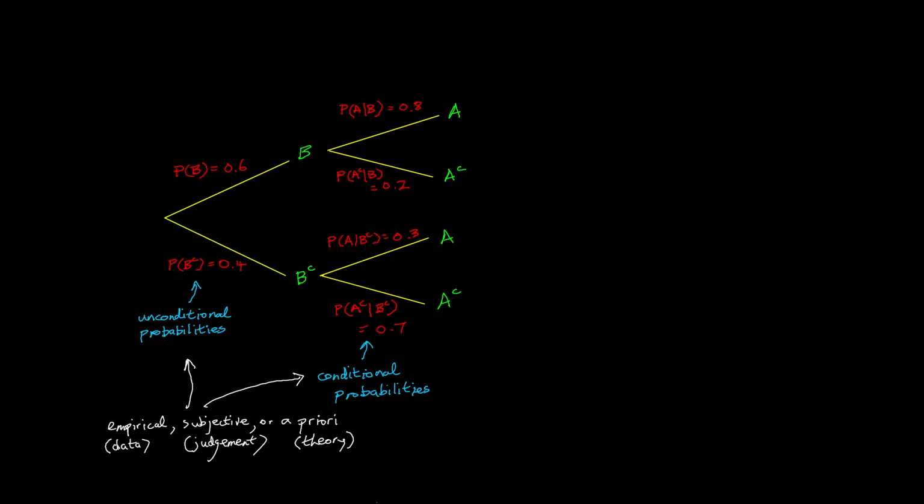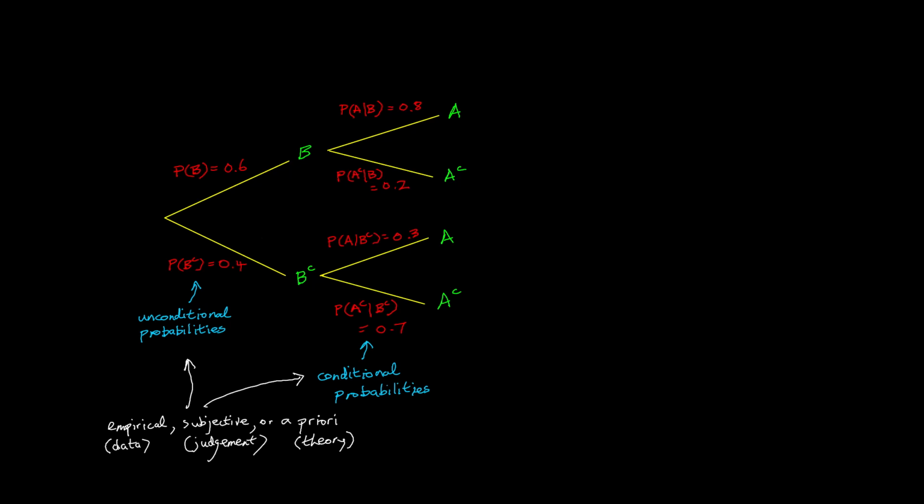And those are the unconditional probability of B occurring at 0.6. So that would have to be obtained from empirical, subjective, or a priori sources. Next, we would need the probability of A given B at 0.8 from one of those same sources. And then finally, we would need the probability of A given that B did not occur at 0.3. And from those 3 initial probabilities obtained from one of those sources, we would be able to set up and populate this tree to the extent that we have it at this point.